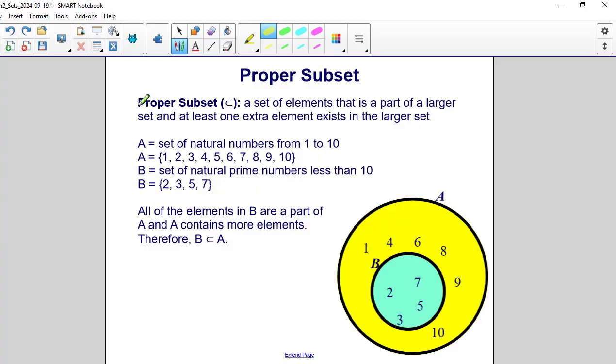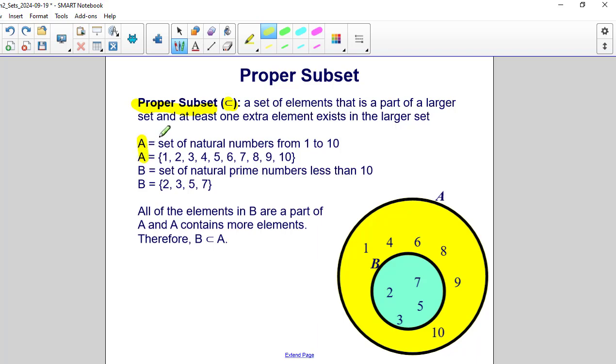Proper subset, denoted by this symbol right here. A set of elements that is a part of a larger set, where at least one extra element exists in the larger set, is known as a proper subset. Here we have set A defined in two different ways.